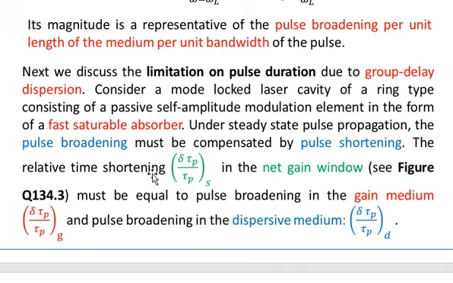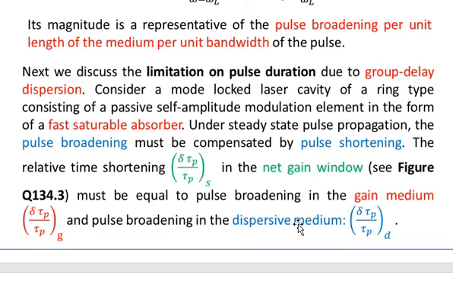This time shortening in the net gain window must be equal to the pulse broadening in the gain medium, which is the active medium rod, for example. The broadening of the pulse in the gain medium is given by delta tau p over tau p evaluated at the gain medium, where G represents the gain medium, and the pulse broadening in the dispersive medium is delta tau p over tau p, where D stands for the dispersive medium. So we have here the three mediums: the net gain window, the gain medium and the dispersive medium. The dispersive medium is the medium which could be present in the laser cavity.